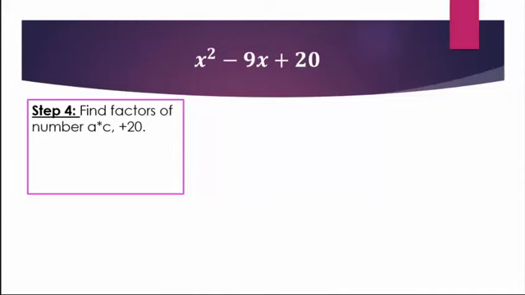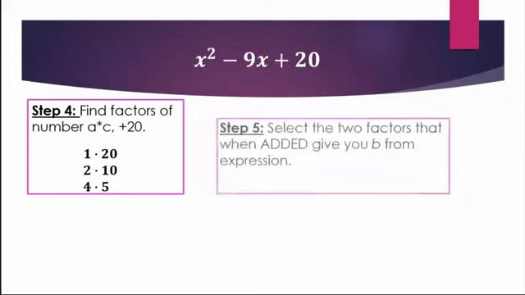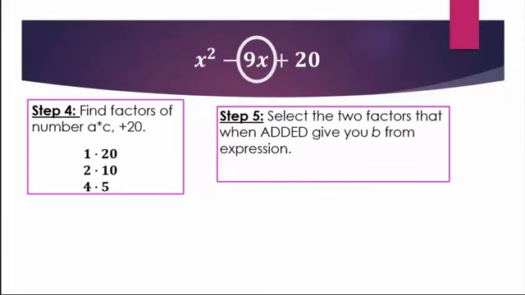How do I know it doesn't continue or repeat itself? All you have to know is that if these two numbers are close to each other, that's when the list stops. So if you notice, 4 and 5 are close to each other. So that's where I stopped. It's not 6, 7, 8, 9, 10, which is already repeated. So as soon as these two numbers are close to each other, there's no more way to go through factors. Okay? All right. Step 5, select the two factors that when added give you b from the expression.